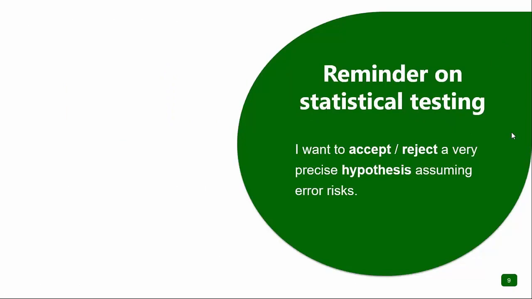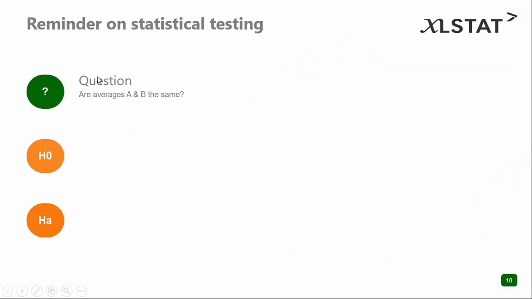Here's a small reminder on statistical testing. Statistical tests allow us to accept or reject a very precise hypothesis, assuming error risks. So this is what we've seen in the webinar 2 weeks ago. We first start with a question whose answer is usually yes or no. Are averages A and B the same?